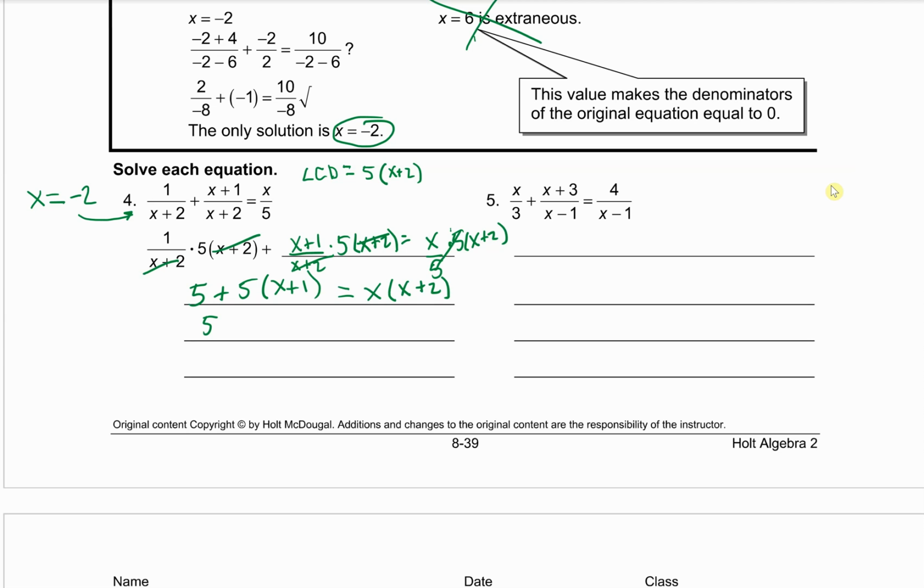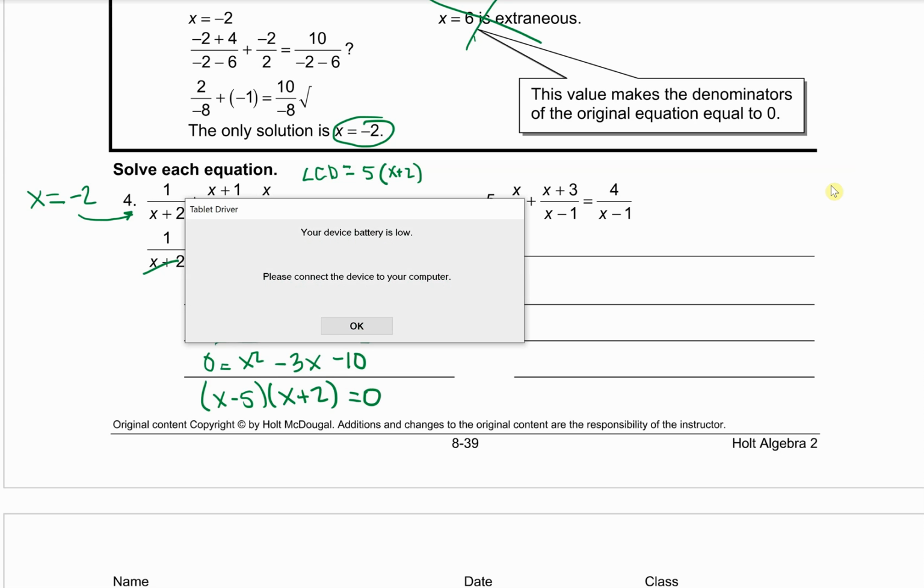Distribute. 5x plus 5 equals x squared plus 2x. Going to move everything around, set it equal to 0. I'm actually going to do this. I'm going to move these guys over here because I want to keep this positive. So I'm going to say 0 equals x squared minus 3x minus 10. 5 plus 5 is 10, and that's that. So now when I factor this, it's going to be x minus 5 and x plus 2 equals 0.